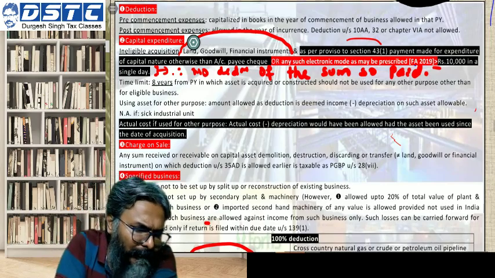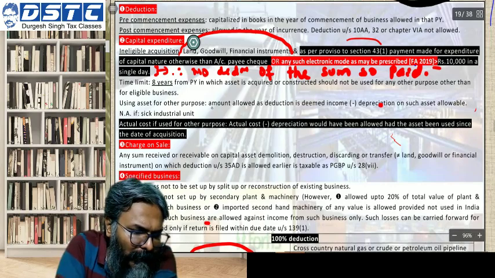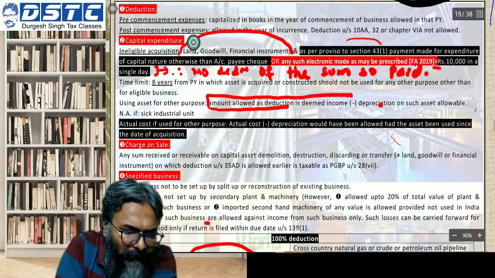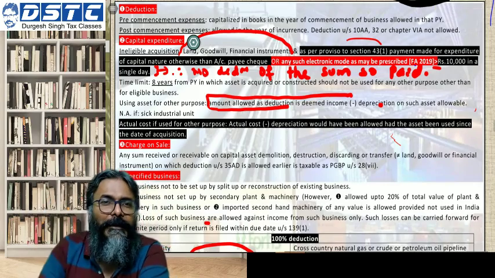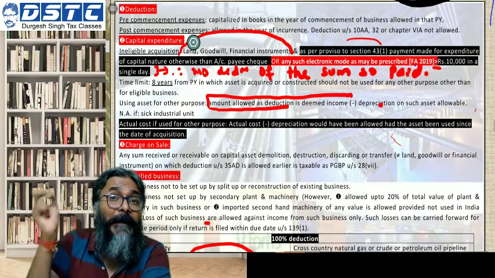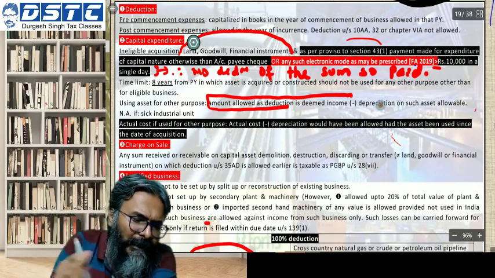See herein, the amount allowed as deduction would be a deemed income. That is, whatever you have taken as deduction, that deduction is getting taken away from you, and therefore it is being treated as a deemed income. But be careful, students. Be careful on what?